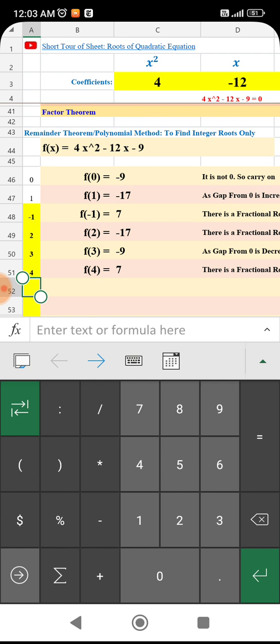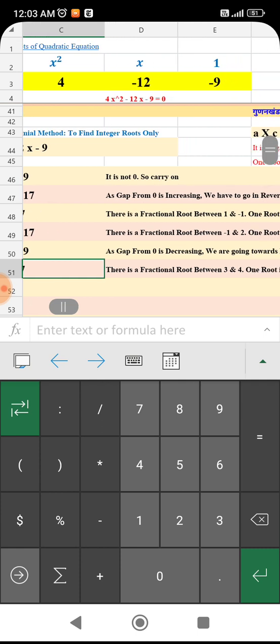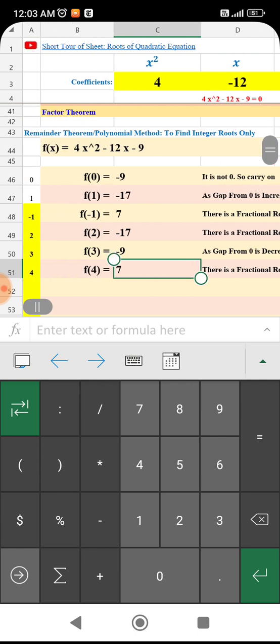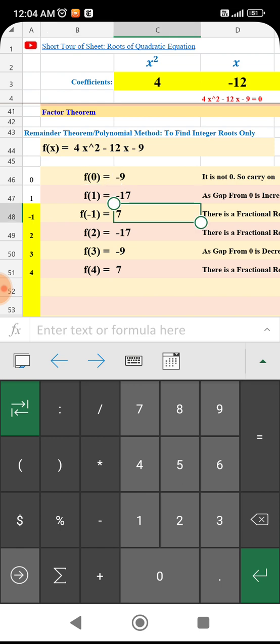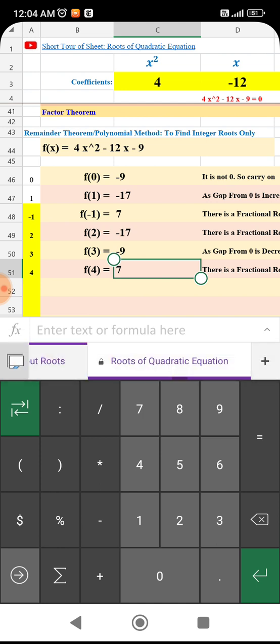Look at here. This is negative, this is positive. So that means one more fractional root exists between 3 and 4. So we have got two things. One root is between 0 and -1. Another root is between 3 and 4. But both are fractional roots, so we cannot find them using the remainder method. The remainder method fails here. It cannot find any fractional roots.